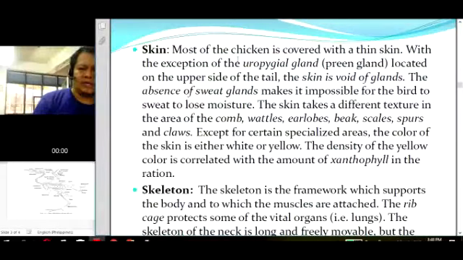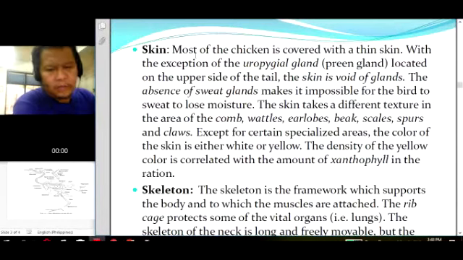So what about the skin? Most of the chicken is covered with thin skin, with the exception of the uropygial gland, or the preen gland, located on the upper side of the tail. Here in our body, this is it. The uropygial gland is here at the tail. It looks yellow when we get it, no? So the skin is void of glands. The skin of the chickens has no glands.